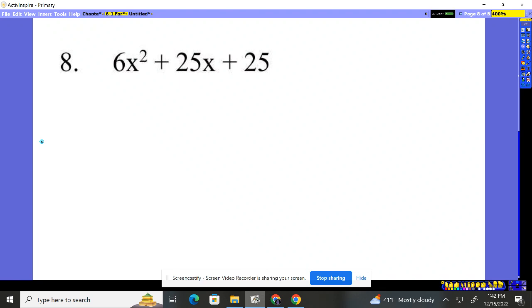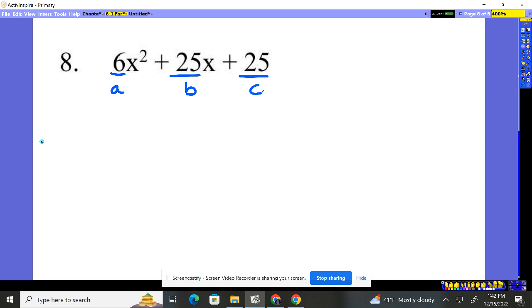Great. We want to factor this trinomial, but we have a value in front of the x squared. How do we do this? Well, that number in front of the x squared is referred to as your a value. The number in front of the x is your b value, and the number right at the end that has no x with it is your c value.